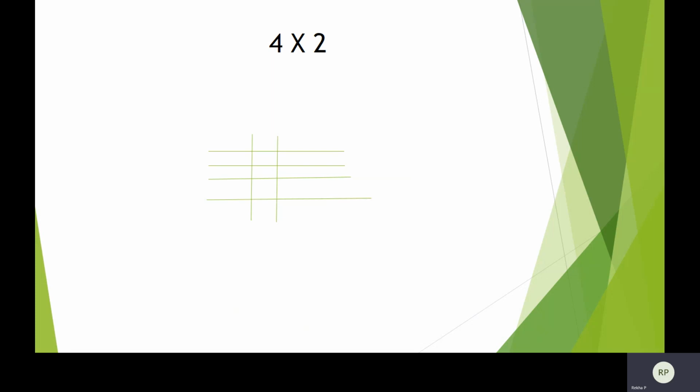But while counting intersection points, when it comes to two-digit and three-digit numbers, you have to follow certain rules. Okay. So let's get started. The first question we'll start with, as usual, is a one-digit number, then we'll move to two-digit and three-digit numbers. So now you have the question 4 into 2.